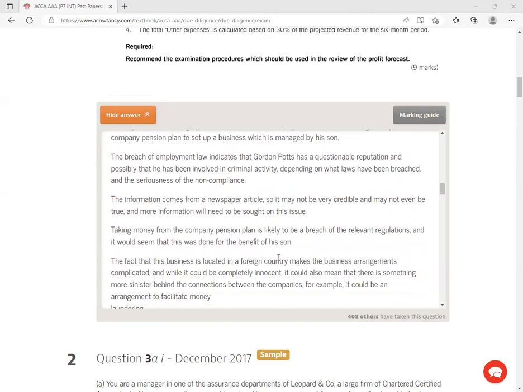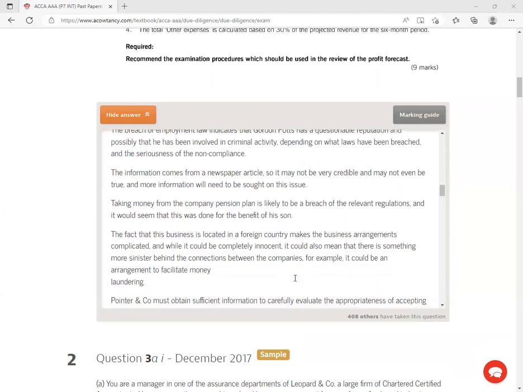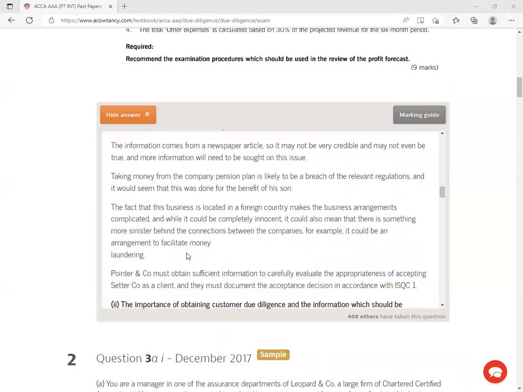Taking money from a company pension is likely to be a breach of the relevant regulations, and it would seem that this is done for the benefit of his son. The fact that this business is located in a foreign country makes the business arrangements complicated, and while it could be completely innocent, it could also mean that there is something more sinister behind the connections between the companies. For example, it could be an arrangement to facilitate money laundering. Of course, this is supported by the fact that the company is based abroad. Why could he not invest in Kenya or in the country?